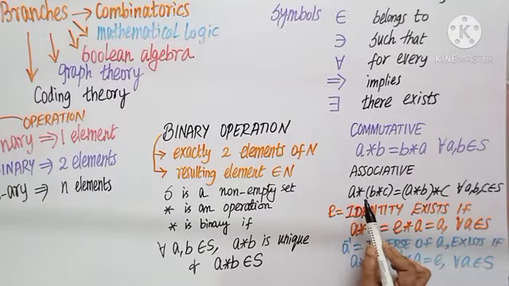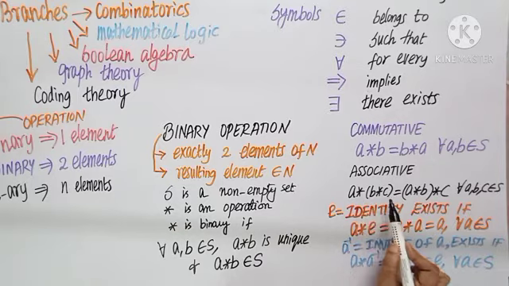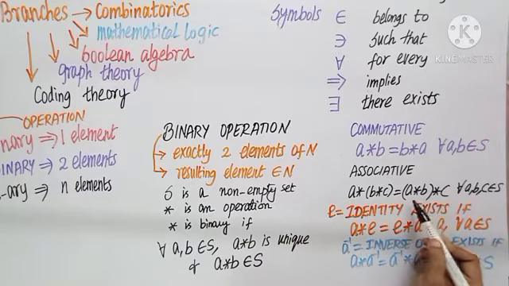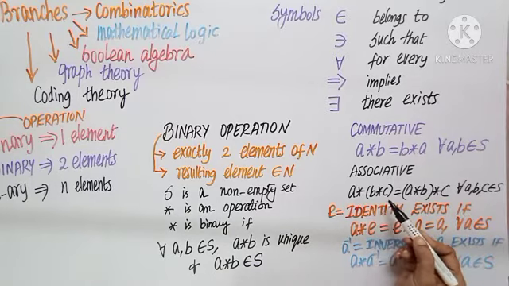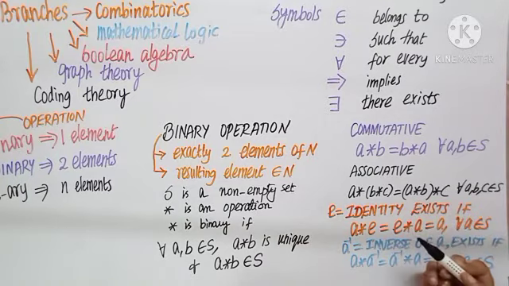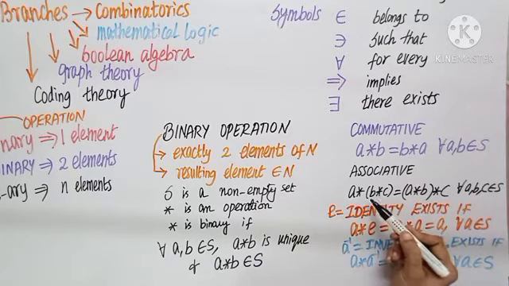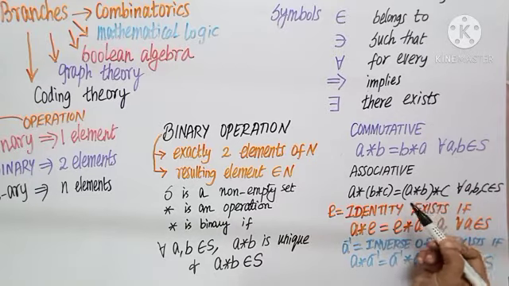A star, pause after that. A star (B star C), say together because it is inside the bracket, equals to (A star B), say together, star C. So how do you read? A star (B star C) equals (A star B) star C. That is, we have changed only the bracket. Here I have put bracket for the second two, whereas here I have put the bracket for first two.